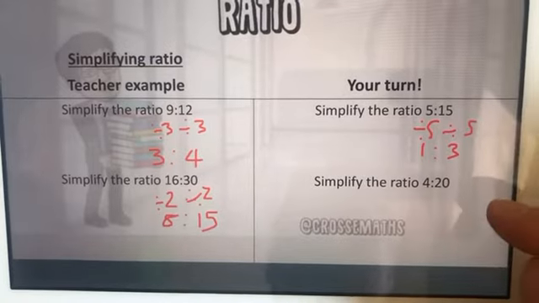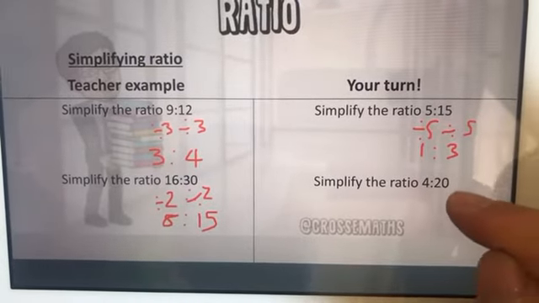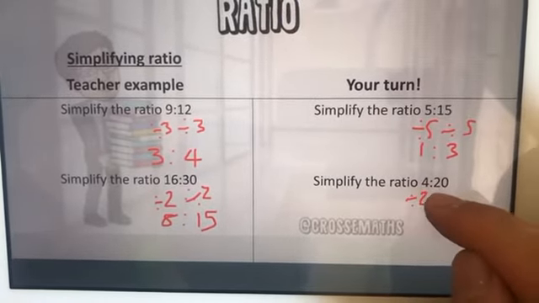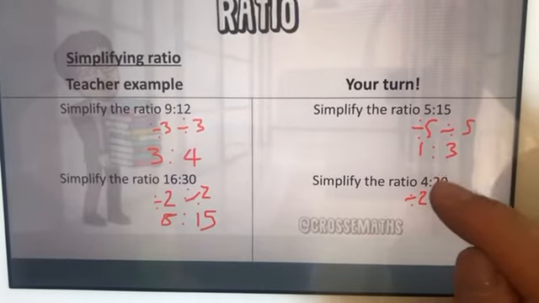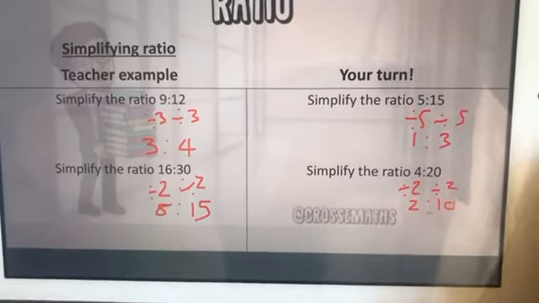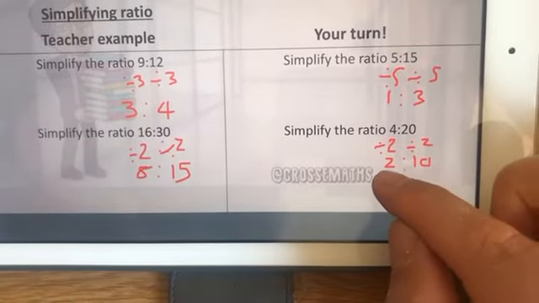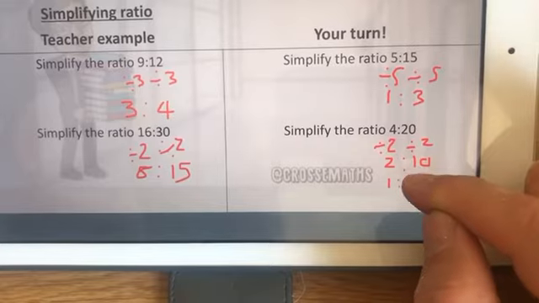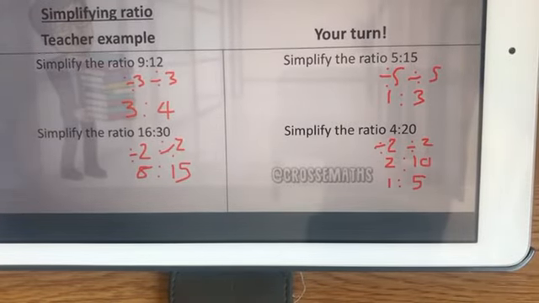Simplify the ratio 4 to 20. Okay. 2 goes into both. Yes. So I'm going to divide both sides by 2. 4 divided by 2 is 2. 20 divided by 2 is 10. Can it be divided by 2 again? Yes, it can. So I'm going to divide this by 2. It gives me 1. This by 2 gives me 5. So my final answer, when I'm finished, is 1 to 5.